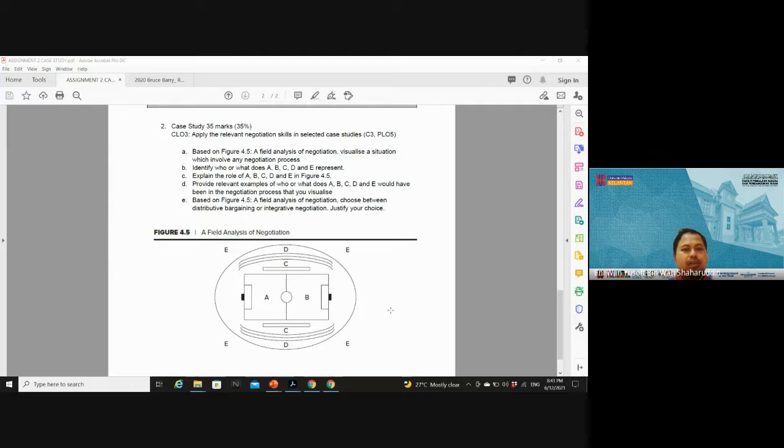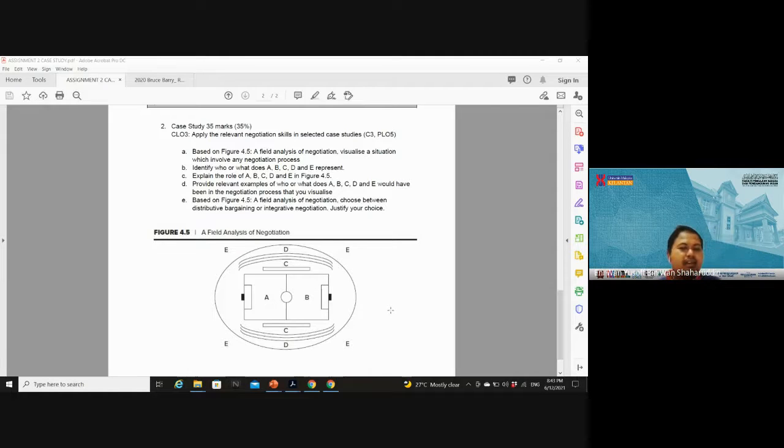Take one example, a situation like the one that we saw in the previous lecture. Buying a condominium, for example. Then explain that particular situation. What are you looking for? What are the merchandise or the items or the things that you are negotiating about, and who are involved in that particular process?